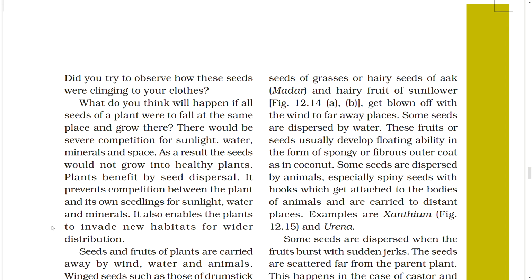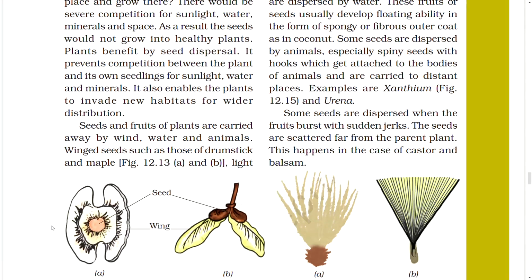Examples are xanthium, figure, and urena. Some seeds are dispersed when the fruits burst with sudden jerks. The seeds are scattered far from the parent plants. This happens in the case of castor and balsam.